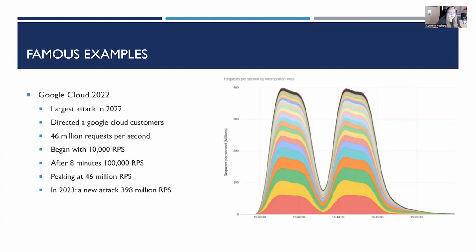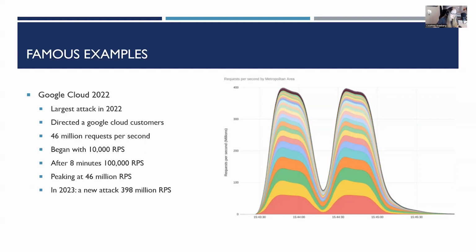So there are some famous examples of DDoSes happening, and they're becoming more prevalent, and the requests per second are increasing. So let's talk about Google Cloud in 2022. It was the largest attack in 2022. It was directed at the Google Cloud customers to not be able to access the applications. 46 million requests per second was the overall peak of this.